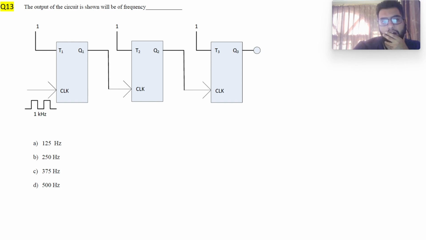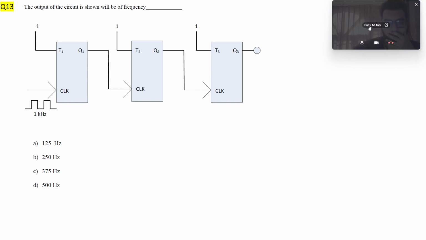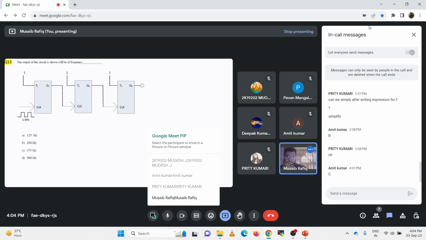It states that the output of the circuit shown below will be. So basically, you need to figure out what will be the frequency of the output of the circuit shown below. So write the frequency of the output of the circuit shown below. Your input clock is given as 1 kilohertz. So you need to write down the output clock frequency.